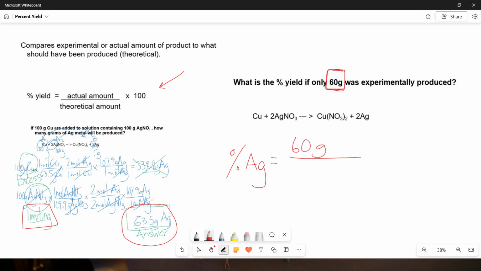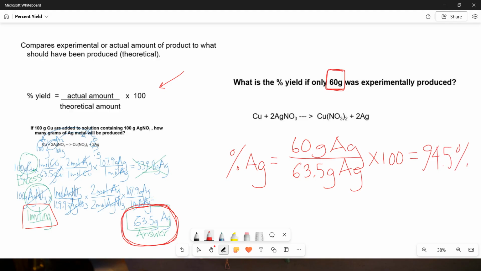So I have 60 grams of silver that was measured experimentally over what could theoretically be the perfect answer, which is 63.5 grams of silver. And I'm going to multiply that by 100. So if I divide the numerator by the denominator and multiply by 100, I get 94.5% yield of silver. And so this is how you find percent yield in an experiment, using both your experimental answer and your theoretical answer.